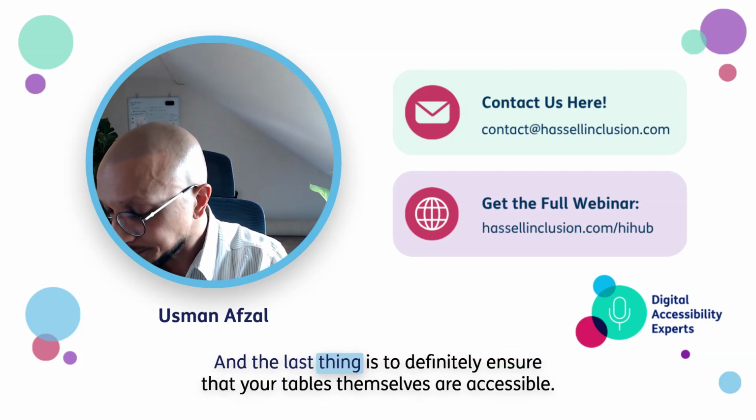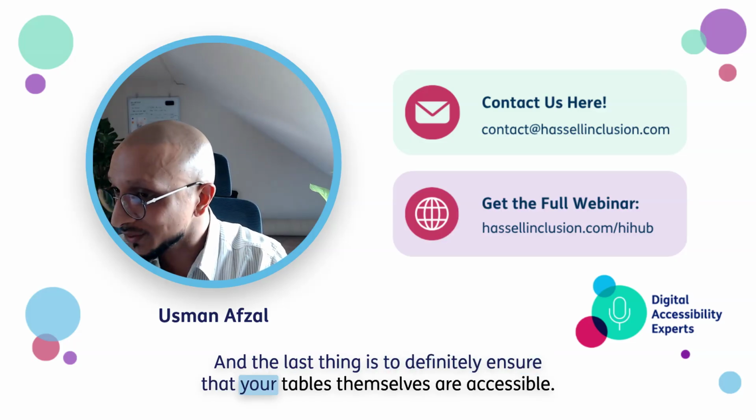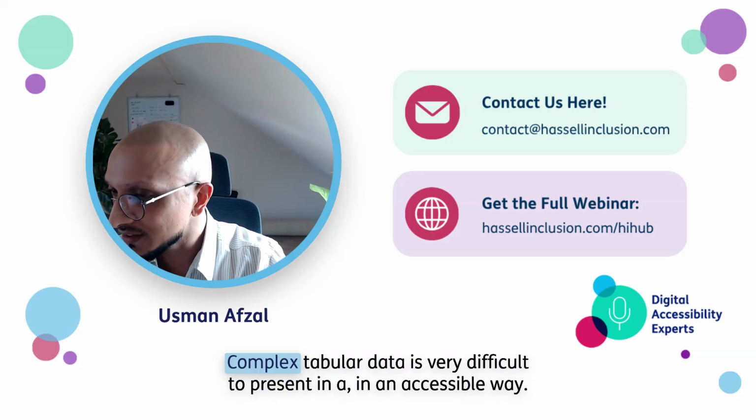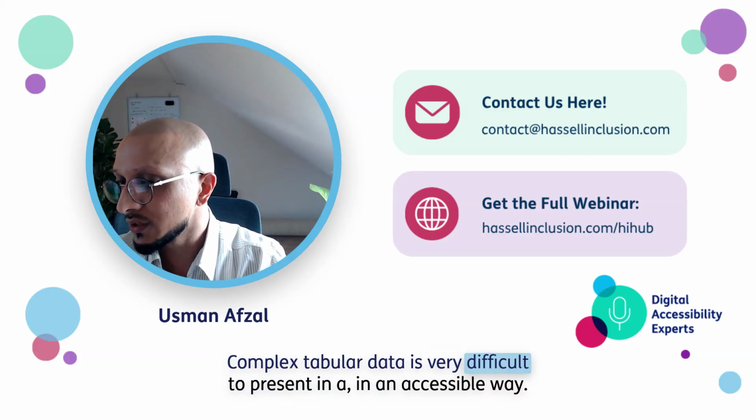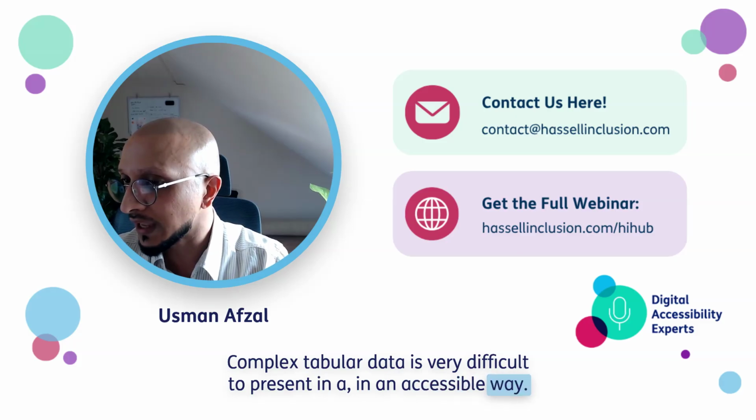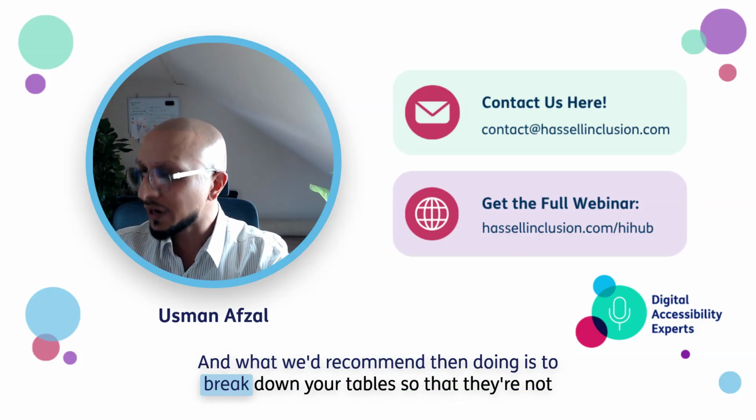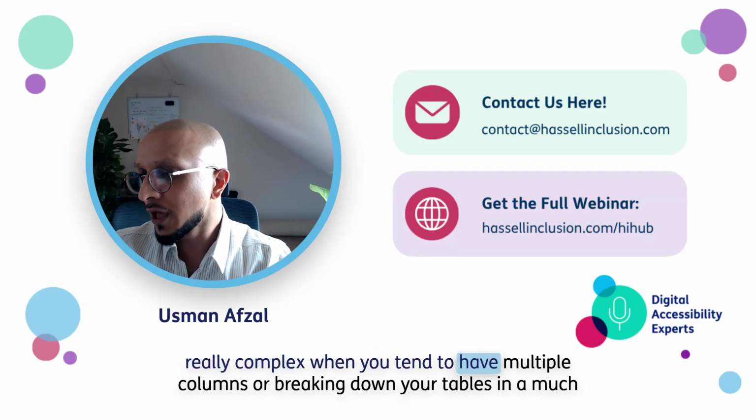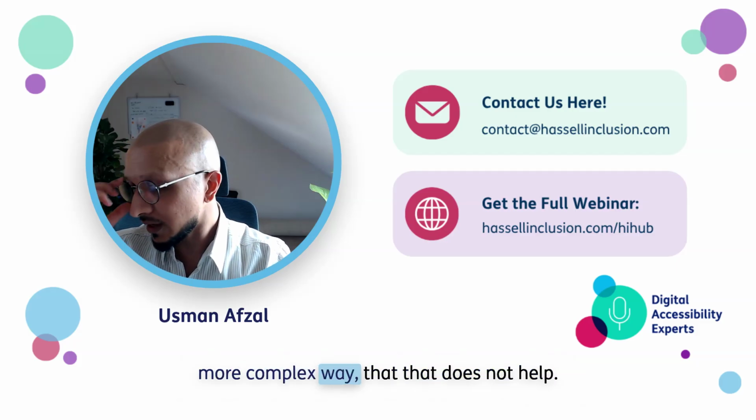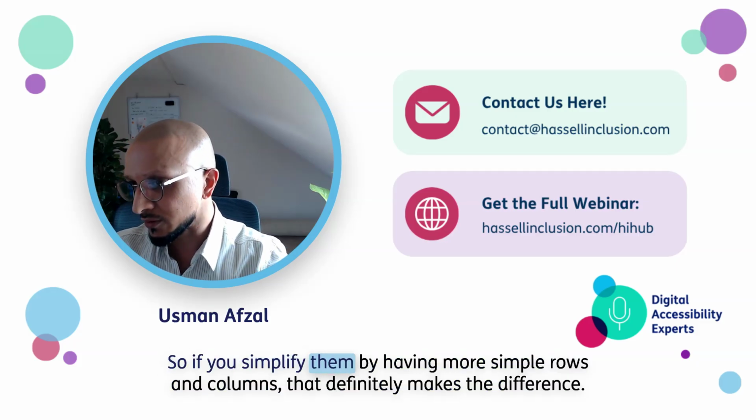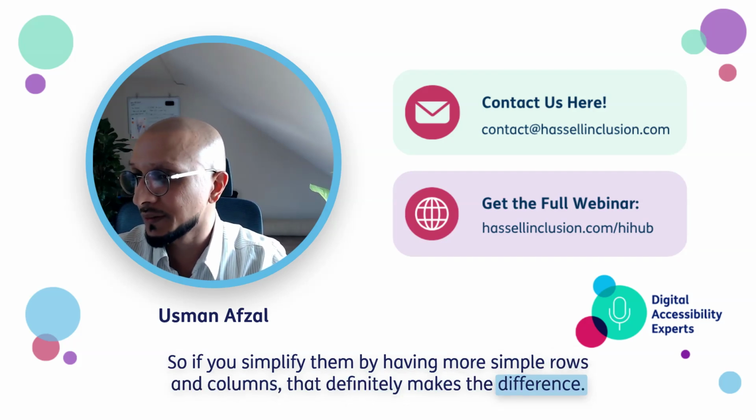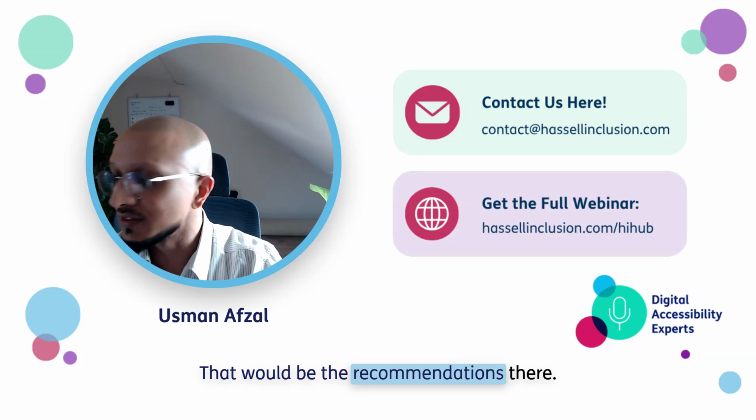And the last thing is to definitely ensure that your tables themselves are accessible. And this seems to be a big challenge. Complex tabular data is very difficult to present in an accessible way. And what we'd recommend then is to break down your tables so that they're not really complex. Having multiple columns or breaking down your tables in a much more complex way does not help. So if you simplify them by having simpler rows and columns, that definitely makes a difference. That would be the recommendations there.